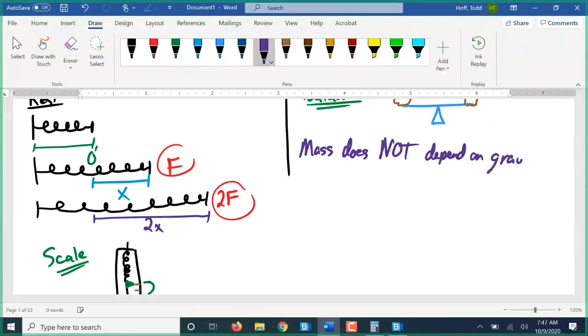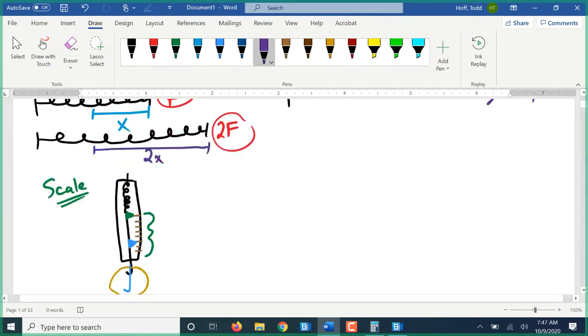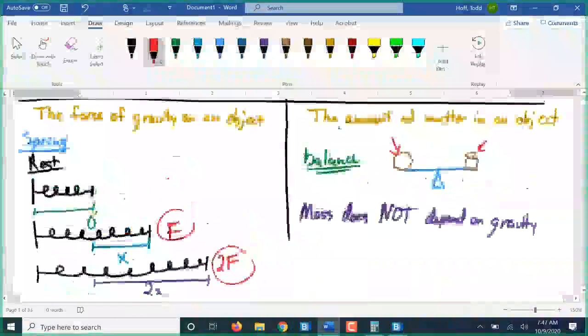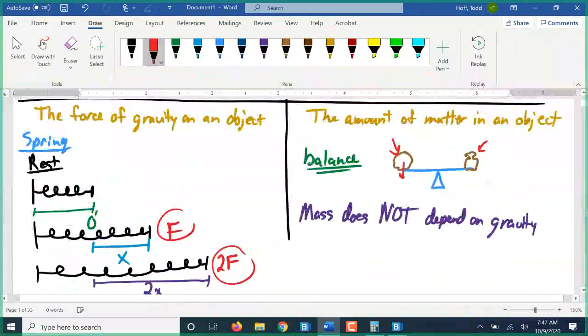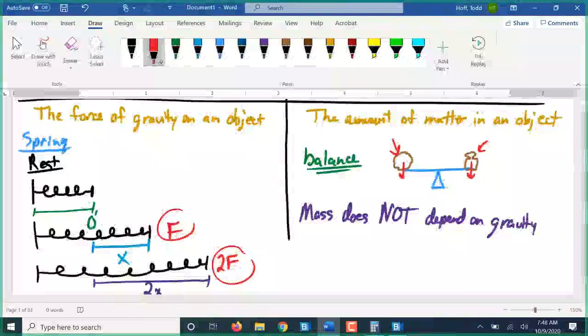But what do I mean by that? Well, if we go to the moon, where gravity is about 1/6 what it is on Earth, on our scale, there's going to be 1/6 of the force because there's 1/6 of the gravity. So the weight is going to be 1/6 of what it is on Earth. On the balance, the amount gravity pulls on this goes down, but the amount it pulls on the known mass goes down too. It's still the exact same amount of mass that's going to balance it. So mass does not change when we have more or less gravity. Mass is a constant. It does not depend on the gravitational field we're in.